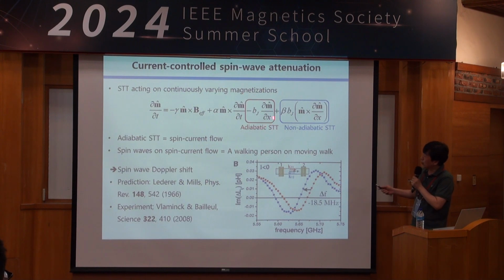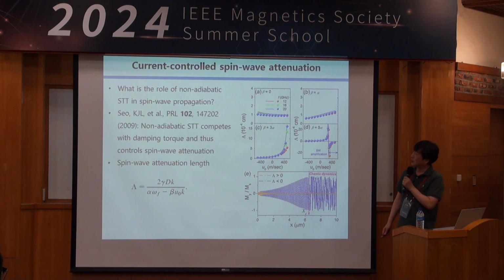And concerning the first talk, there was a very nice experimental work on the spin wave Doppler shift. They measured the frequency of the spin wave depending on the direction of the current, and they observed this delta f. So it's very similar to the Doppler shift. Then what is the effect of the non-adiabatic spin torque? Because the Doppler shift comes from the adiabatic spin torque, we studied that, and we found that this beta term, the non-adiabatic torque, controls the spin wave attenuation length.